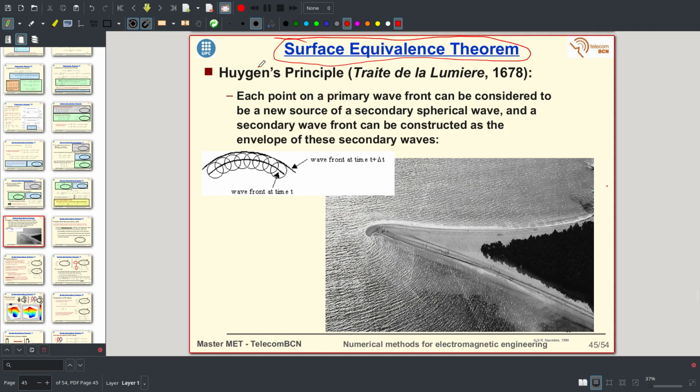And in fact, this formulation is related to Huygens' principle that you already know, that says that each point on a primary wavefront can be considered to be a new source of a secondary spherical wave, and a secondary wavefront can be constructed as the envelope of these secondary waves. Well, this is known to you and is related, as you will see later, to the surface equivalence theorem.